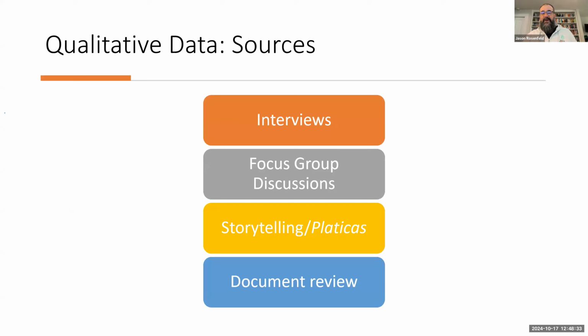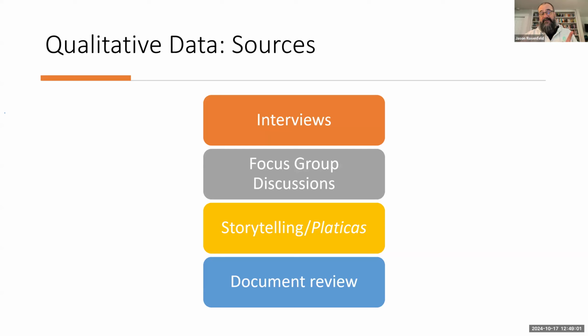So qualitative data are words. They can't necessarily be counted. There's a variety of different ways that qualitative data can be collected. You can conduct interviews, which is a one-on-one conversation. You can have a focus group discussion, which is a group discussion, right? So you have maybe one facilitator and a group of 10 to 15, no more than 15. 15 is actually a pretty large focus group.